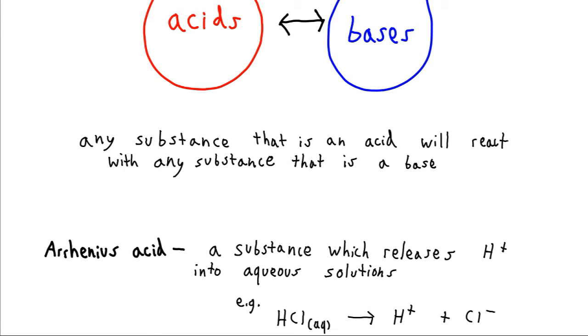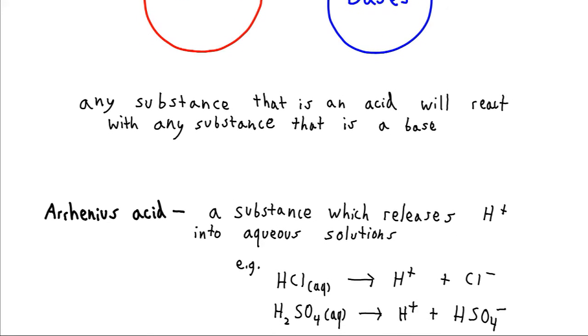An example of an Arrhenius acid would be hydrochloric acid. One of its ions is H+, and when we put it in solution, it dissociates because it's soluble, and so it produces H+ in solution.